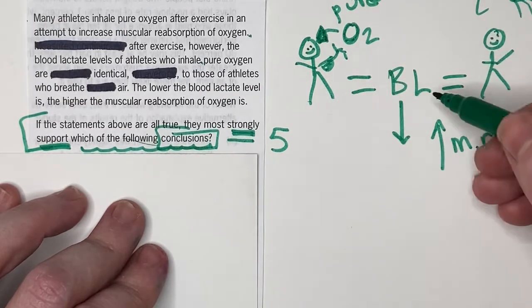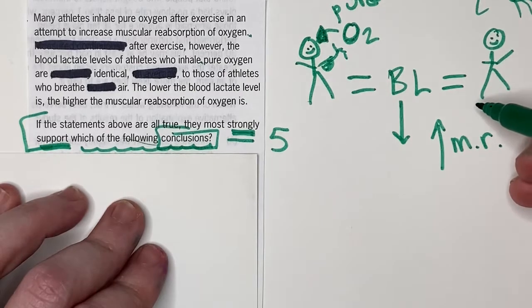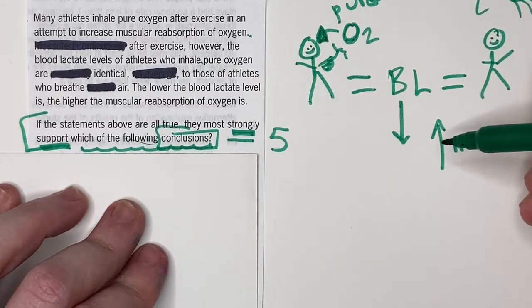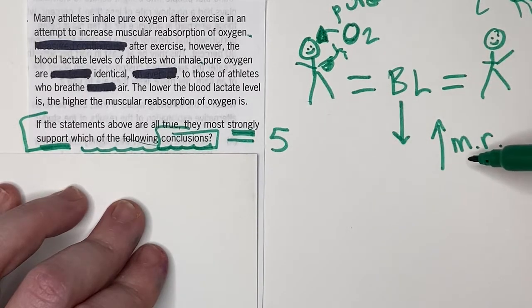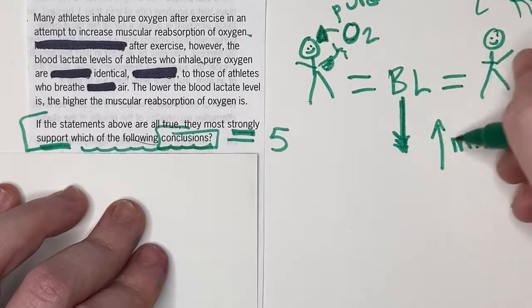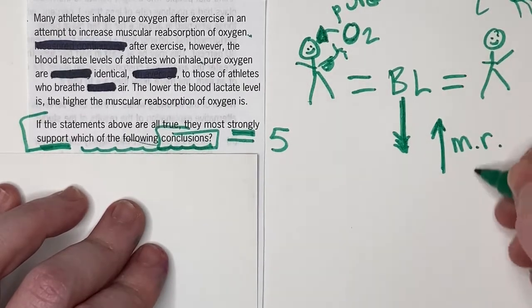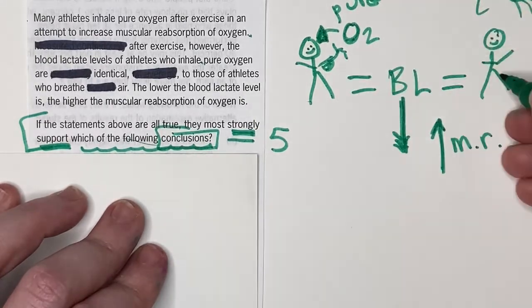But what they figured out is that these lactate levels are pretty much the same, right? And then just as a side note, they say that the blood lactate level varies inversely with the muscular reabsorption, right? So you would want this to be as low as possible, and then that would show that your muscular reabsorption is going up. But they said that these are basically the same.